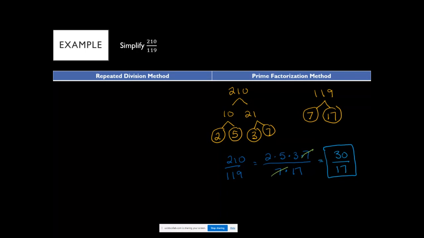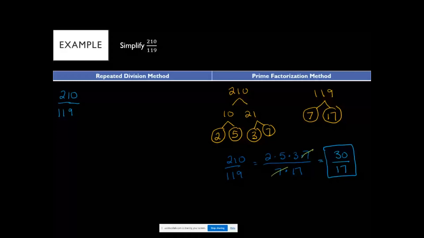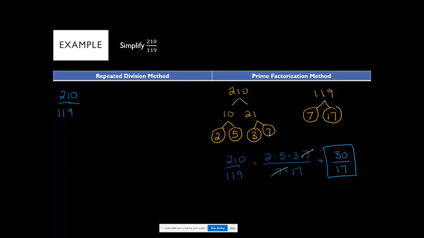Now let's say we were doing the repeated division method. You have to think of what numbers go into both 210 and 119. So you would say, okay, let me start at 2. 2 goes into 210, but not 119. So you would have to try it in both numbers on your calculator. Then 3, that didn't work. Let me try 3, 210 divided by 3. That works. Does 119 divide by 3? No. So then you need to keep going.